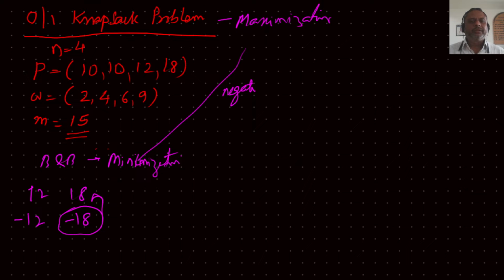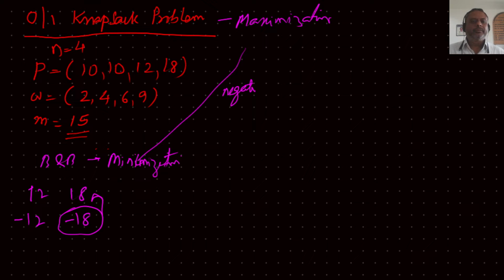Okay, so we are working with the old knapsack problem we worked on earlier in the greedy method and dynamic programming. Same problem we'll continue. There are four items with profits 10, 10, 12 and 18 respectively, and their respective weights are 2, 4, 6 and 9, and we have a knapsack of capacity 15. We are interested in finding what can be put into the knapsack. It is a 0-1 problem, that means either put an item in totally or leave it totally.